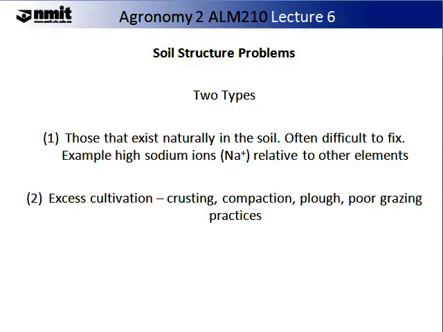There are those that exist naturally in the soil. They are often difficult to fix. An example of a naturally occurring soil structure problem is high sodium ions relative to the other elements in the soil. The second type of soil structure problems are due to the farming practice, and these include excess cultivation, which results in crusting, compaction, plough pans, and poor grazing practices.